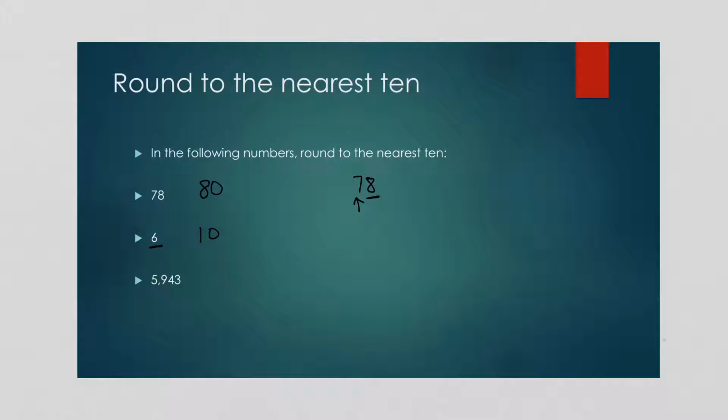Now look at 5,943. I'm going to look at the 1 section. It's a 3. So I don't do anything with the 4. I don't change this number at all. I make it 594, but I have to put a 0 on the end. Otherwise we've changed the value of the number altogether. So 5,940 is the closest tens.